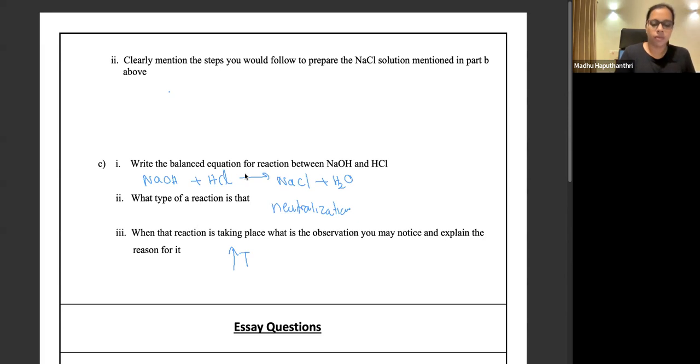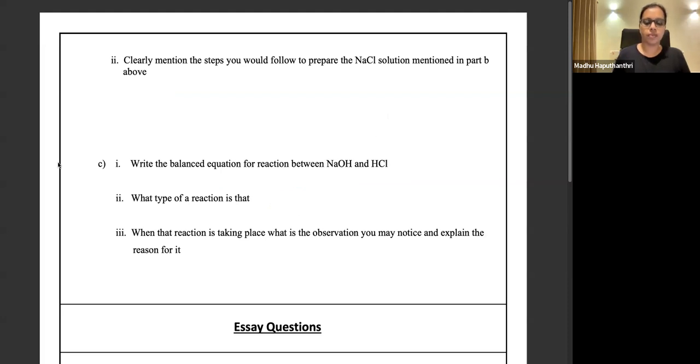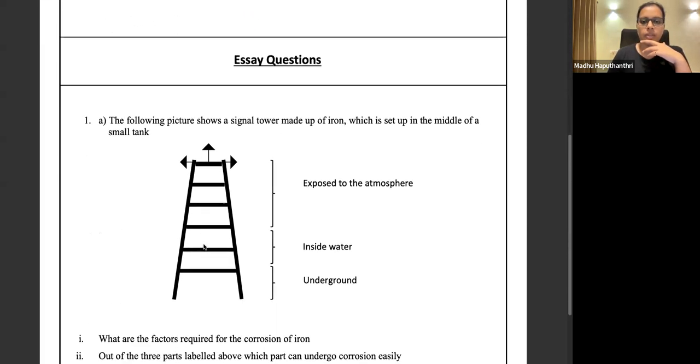Right. Then we'll take the next essay question. Structured essays are over. Are there any questions from those? Anything which is not understood properly? No, right? Right. Then we'll take the essay questions.